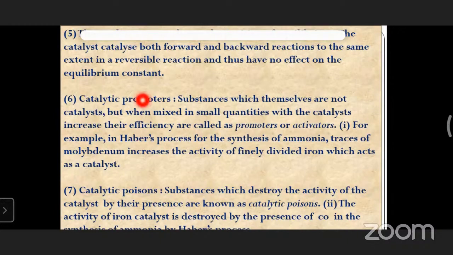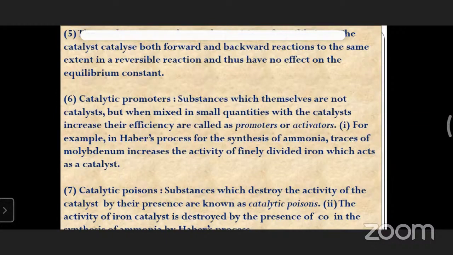Catalytic promoters are substances which themselves are not catalysts, but when mixed in small quantities with the catalyst, increase their efficiency. They are called promoters or activators. This is important for a 2 marks question in your IP. For example, in Haber's process for the synthesis of ammonia, traces of molybdenum increase the activity of finely divided iron, which acts as a catalyst. So promoters increase the efficiency of the catalyst.